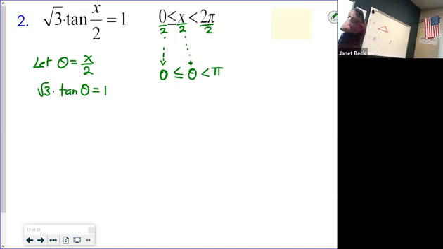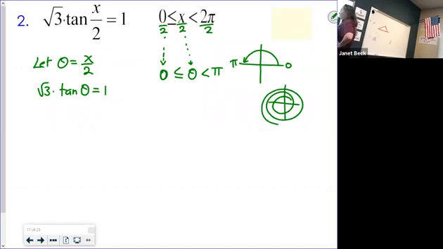So even though this question looked more difficult, look what this means. It means I'm only looking for solutions from 0 to pi. I don't have to go around this thing lots of times. I only have to go around it half a time. It's nice.